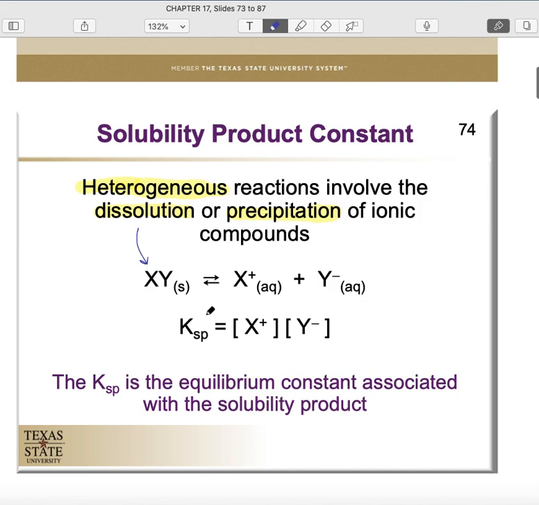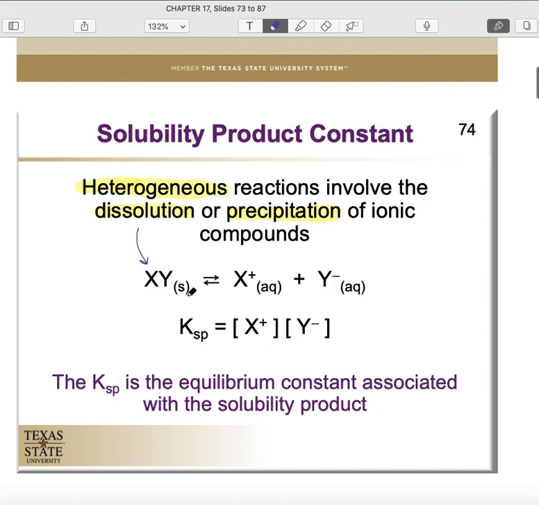Remember that we always write them by putting the products divided by the reactants, with each of them raised to the coefficients. In this particular case, you can see that we have put the concentration of X plus, which is our product, and the concentration of Y minus, which is our second product, each of them raised to the power of 1 because our coefficients are 1. But then we have not included XY in the denominator.